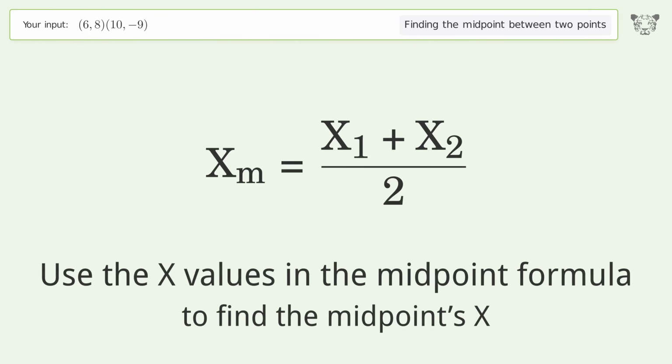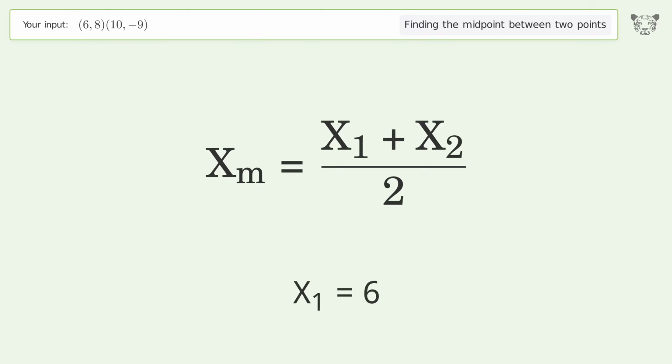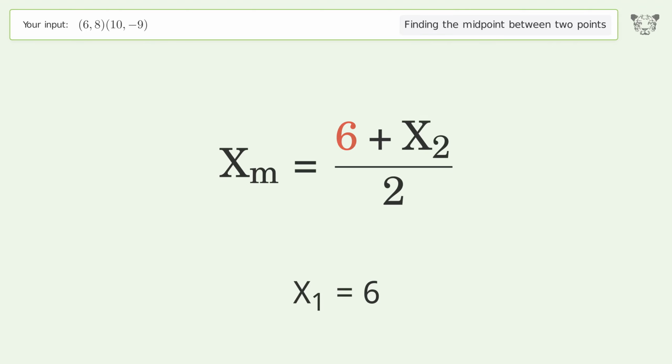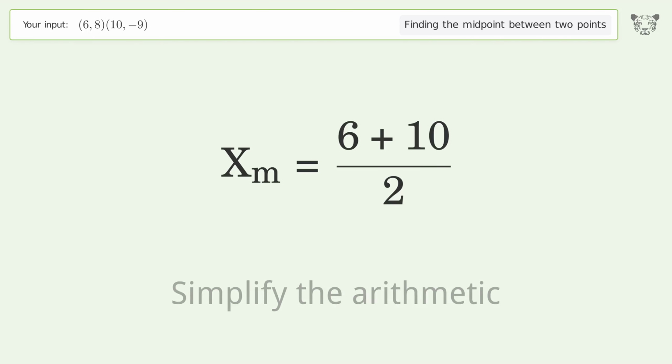Use the x values in the midpoint formula to find the midpoint's x. x1 equals 6. x2 equals 10. Simplify the arithmetic.